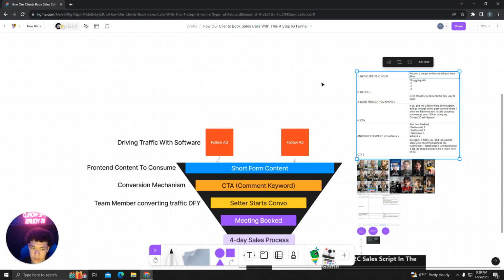So obviously you want to call out a specific niche with a specific hook. So, are you a niche or target audience? Then you want to go a little deeper. So, struggling with common problem number one, common problem number two, and common problem number three, even though it's the only way to X, right? If so, next is a call to action. So if so, give me a follow here on Instagram.